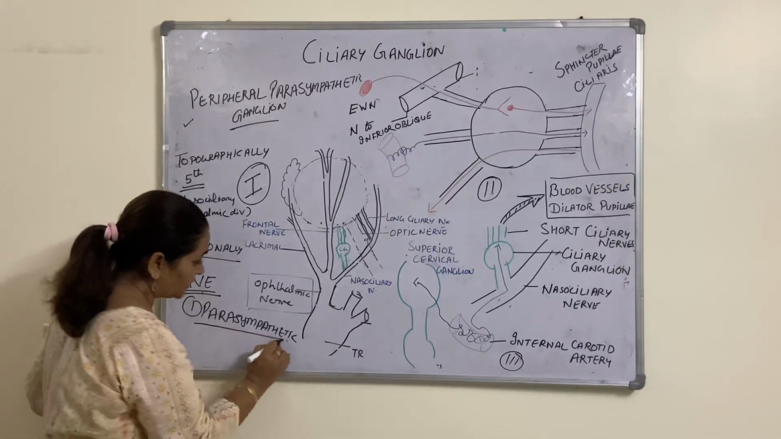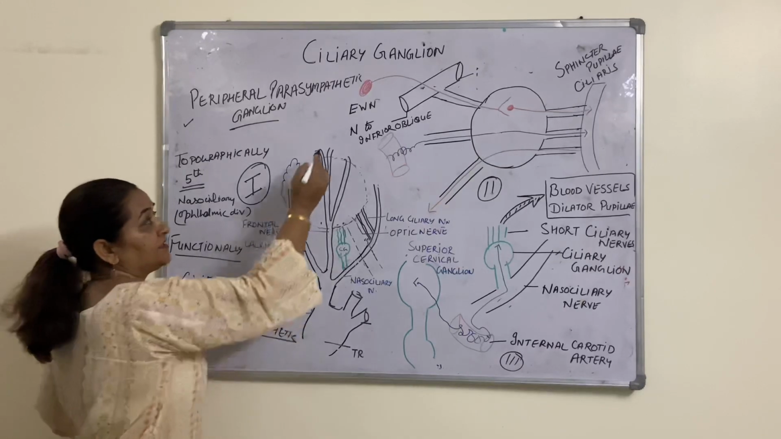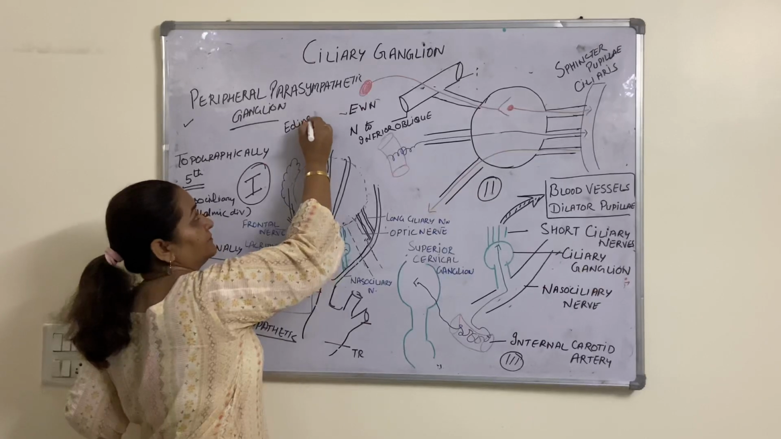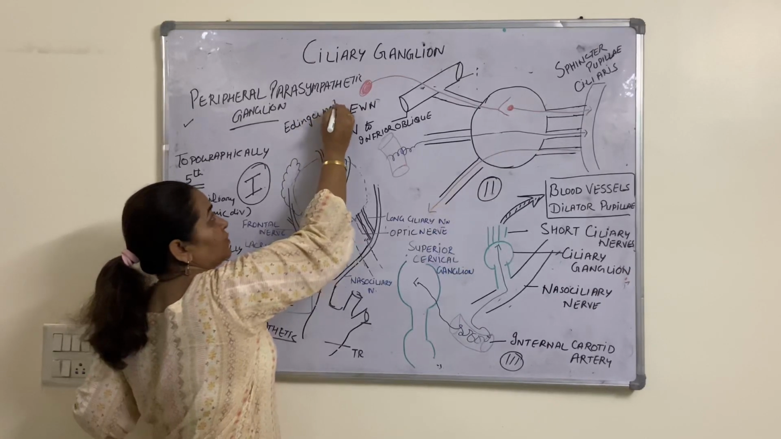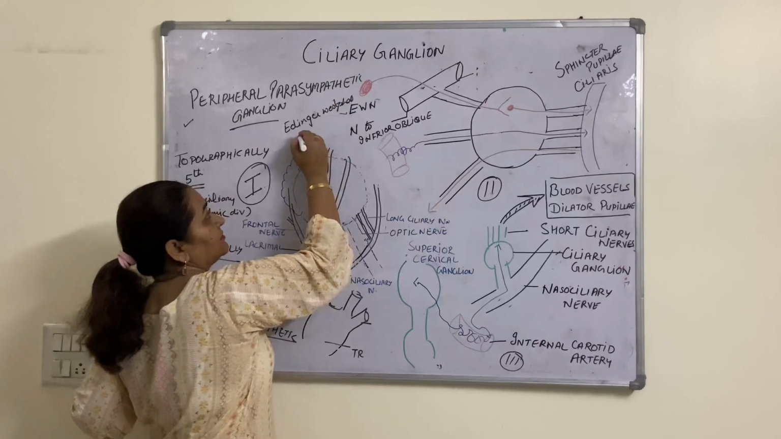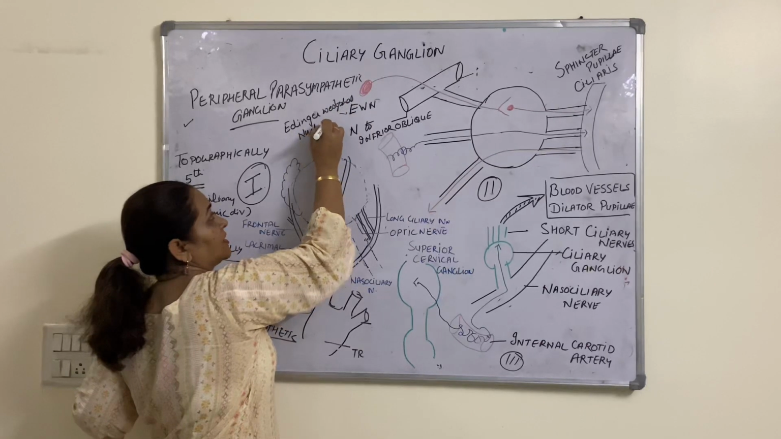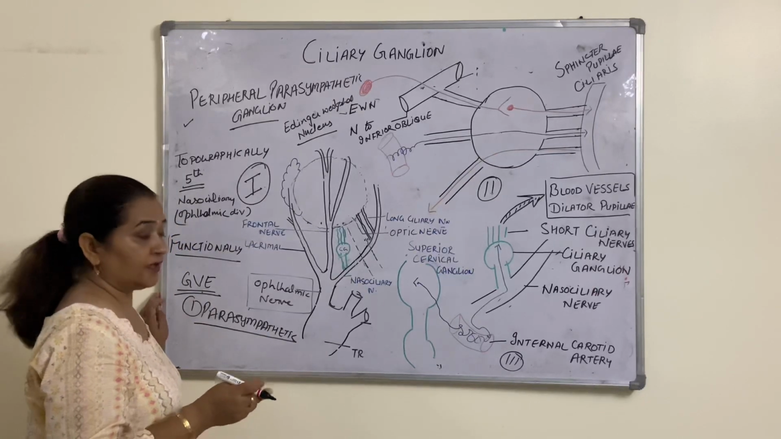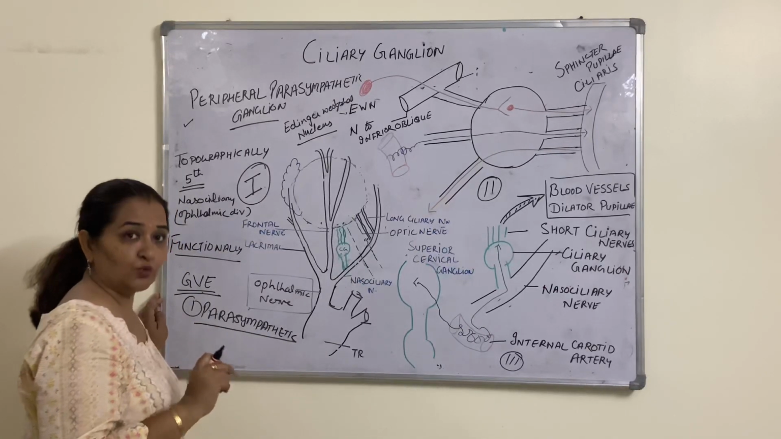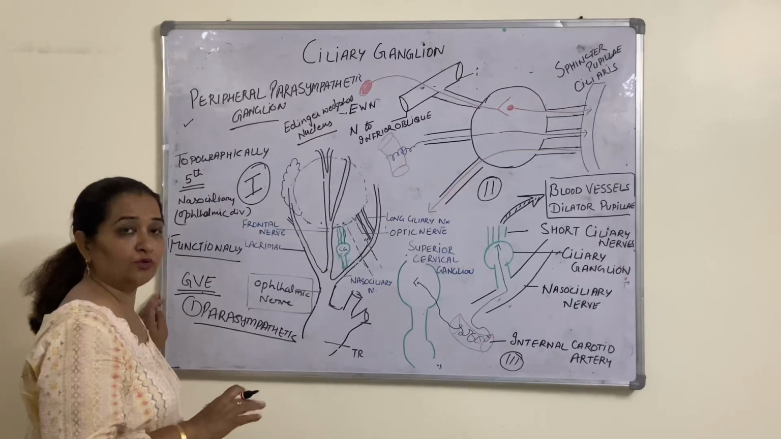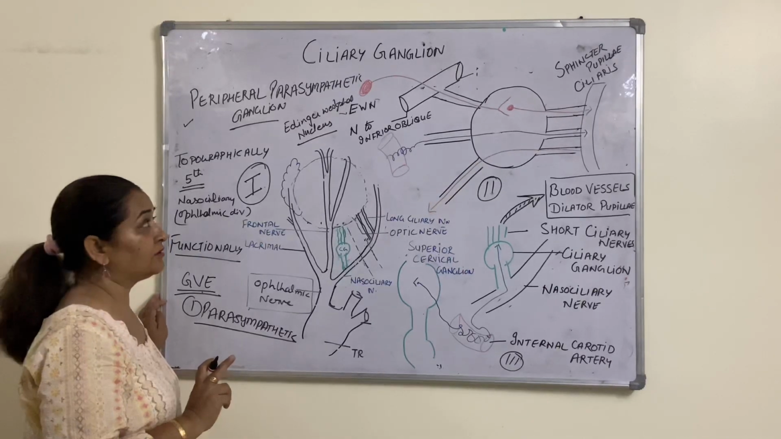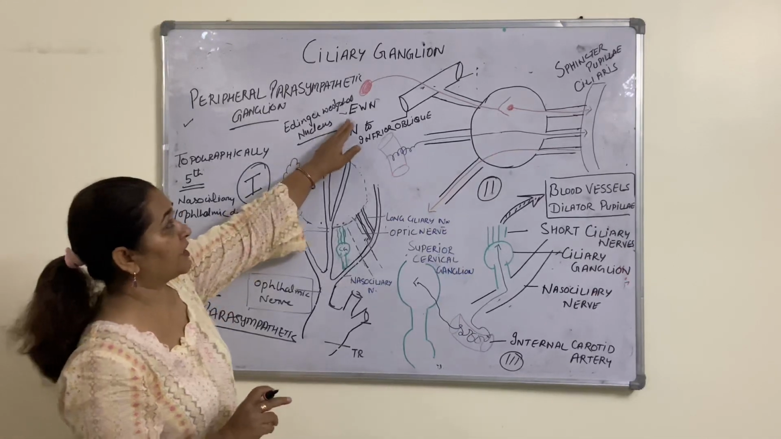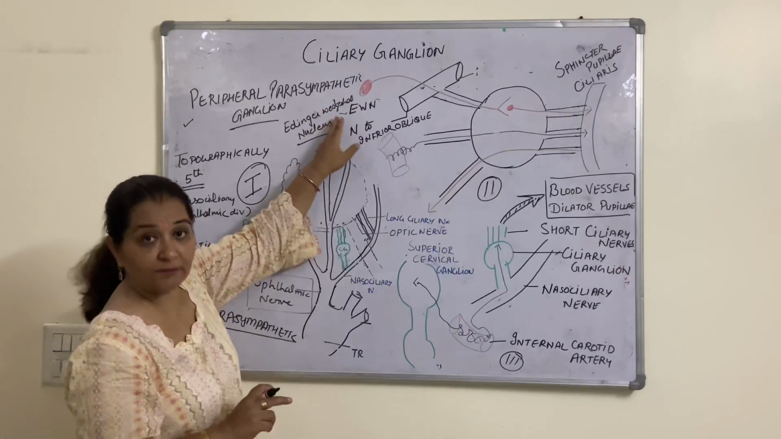Now the parasympathetic root or motor root fibers, they start from the Edinger-Westphal nucleus present in the midbrain. This is the parasympathetic nucleus of third nerve. So I have already discussed these two nuclei, that is motor nucleus and parasympathetic nucleus of third nerve, in my oculomotor nerve class. Now parasympathetic fibers, they are arising from the Edinger-Westphal nucleus present in the midbrain.